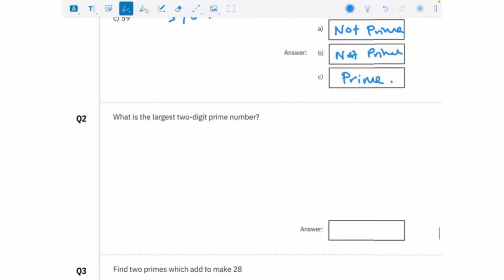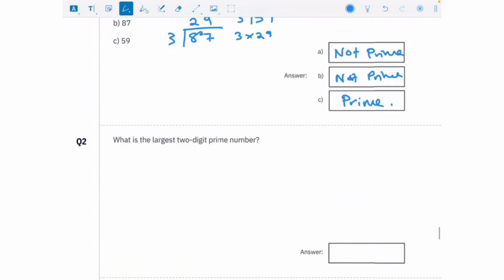What is the largest 2-digit prime number? Now, I happen to know this one. If we're working backwards from 100, the biggest 2-digit number is 99, and then 98 and 97. Now, 99 is in the 11 times table, so that's not prime. 98 is in the 2 times table, that's no good. 97 is in fact a prime number. It's not in any times table other than 1 and 97. So 97 is our biggest 2-digit prime number.